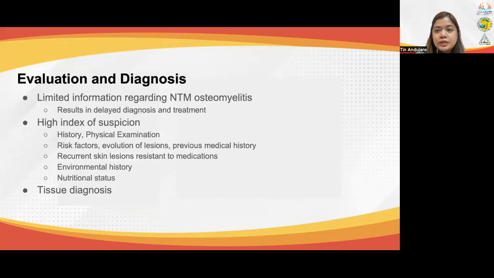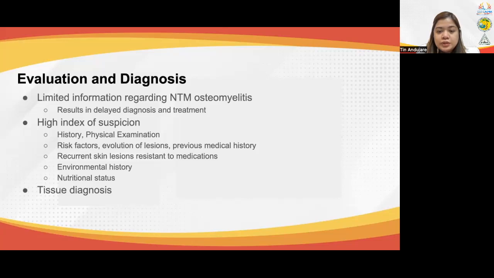Evaluation and diagnosis are limited due to the limited information present regarding NTM osteomyelitis. A high index of suspicion, including thorough history and physical examination, knowing the risk factors, evolution of lesions, previous medical history of the patient, any presence of recurrent skin lesions resistant to medications, the environmental history of the patient, as well as nutritional status, could lead to a high index of suspicion, leading us to do further workup that would clinch your tissue diagnosis.